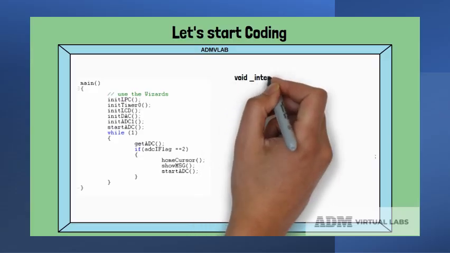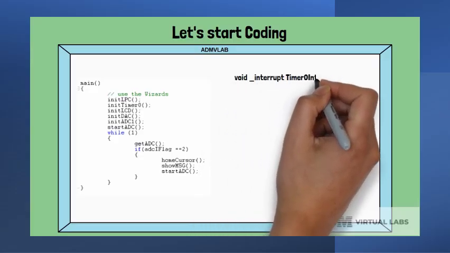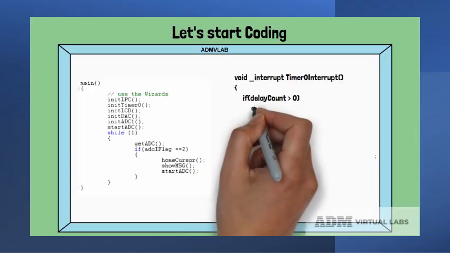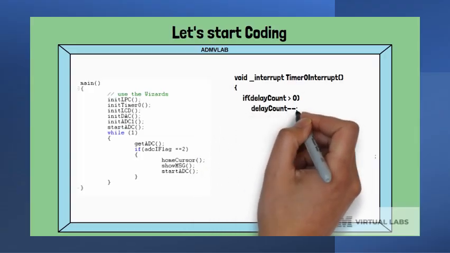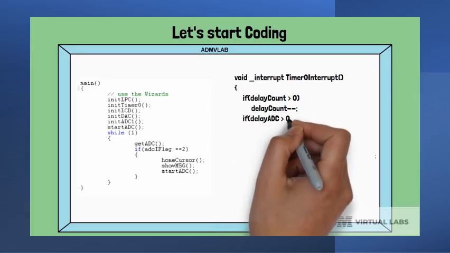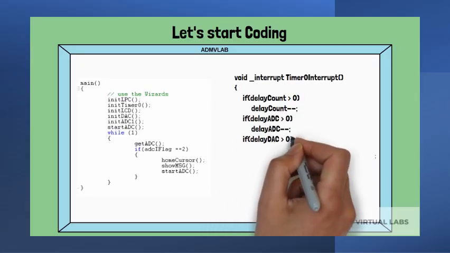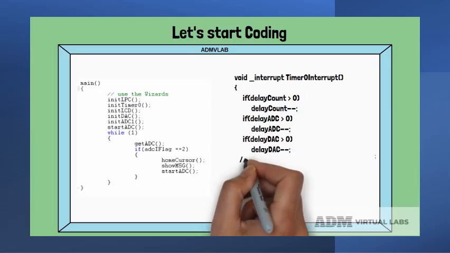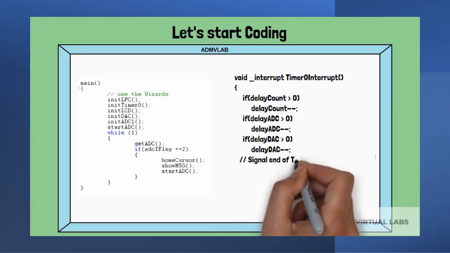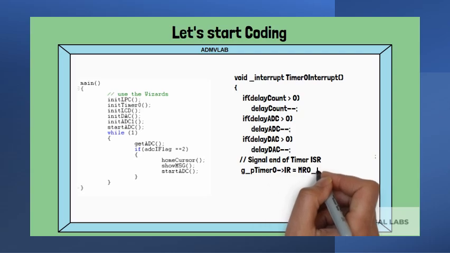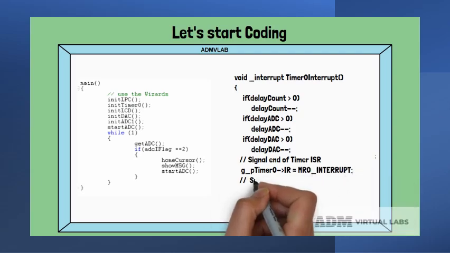In the timer interrupt subroutine, we very well know the time interval is 1 millisecond. Hence we decrement all time-dependent variables. We enable timer for the next 1 millisecond interrupt by clearing the match interrupt flag set in the IR register. Similarly, we signal the VIC end of timer routine by a dummy write to the vector address register.